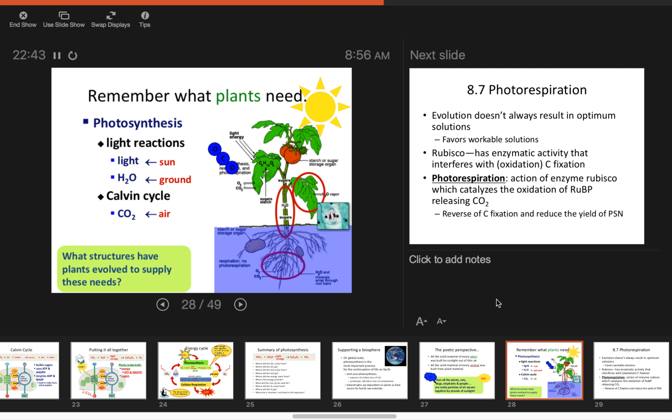All right, so remember what plants need. They need, obviously, light, water, and CO2, and where it happens. And now I want you to think just briefly about the structures that plants have evolved to get these materials.